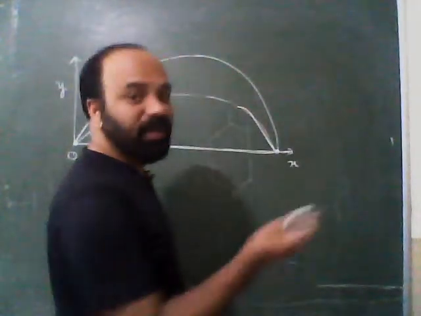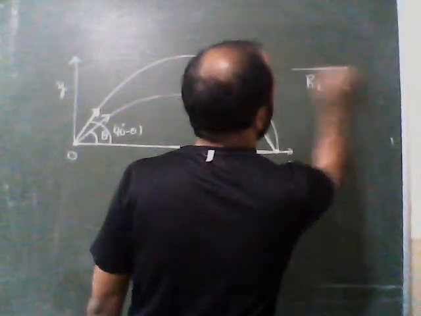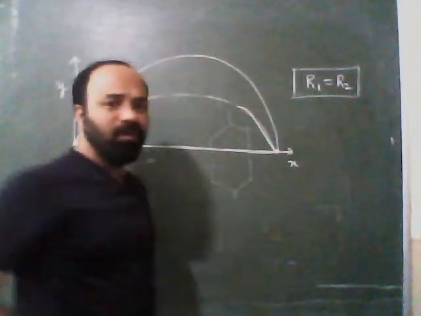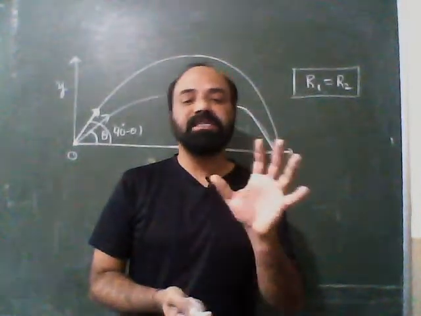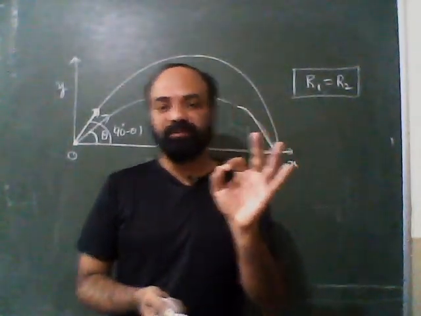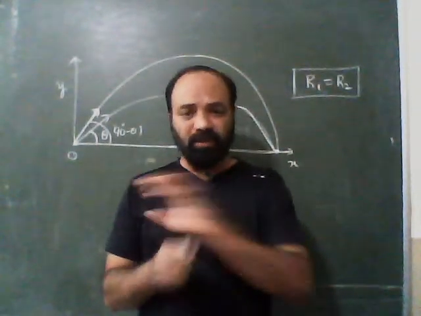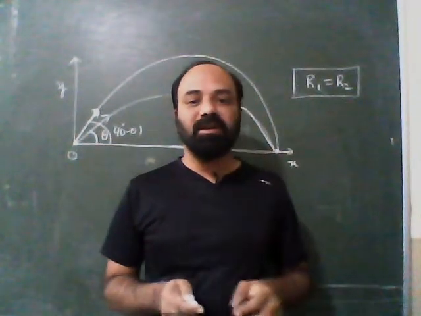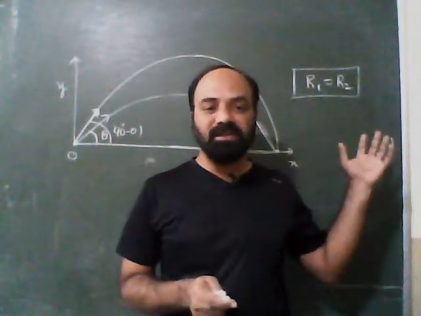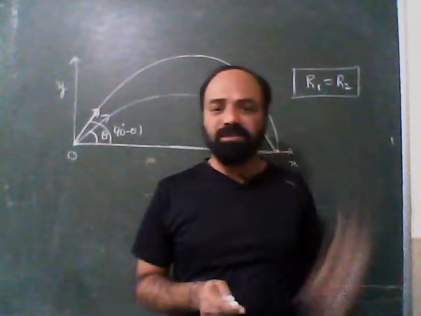Means if you take the first body range R1, the second body range R2, R1 is equal to R2. No need to write or derive anything. In case of complementary angles, you check whether the angles are complementary. No need to solve any problem. Check the options: is R1 equals R2 there or not? If it is there, that is the answer. In case of complementary angles, R1 is equal to R2.